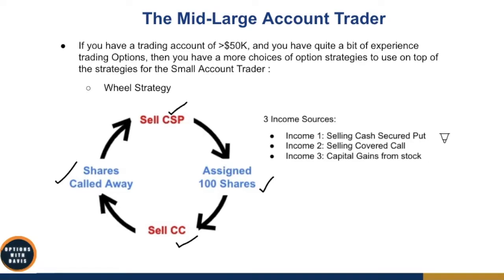There are three ways for you to get an income from the wheel strategy. First of all is by selling the cash secured put. This is where you get premium. For income number two, you sell covered call. This is where you get premium as well. And then finally, income three is capital gains from the stock. Basically, it's where you enter and where you exit. So if you bought the stock at $90, you got assigned on your cash secured put at $90, and then you sell your covered call, let's say at $95, then guess what? You will be getting the capital gains of $5 per share. If you have 100 shares, there'll be $500 on top of these two premiums which you have gotten for selling the cash secured put and covered calls.